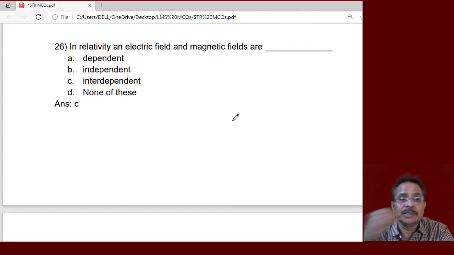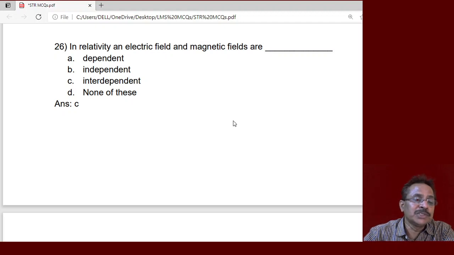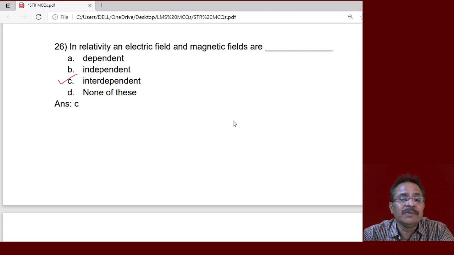Now question number 26. In relativity, electric and magnetic fields are: dependent, independent, interdependent, and none of these. So in electrodynamics you might have learned this. Electric and magnetic fields are called the two sides of the same coin, and the total field is called the electromagnetic field. So that's why they are interdependent.